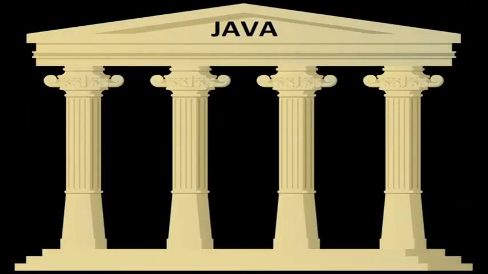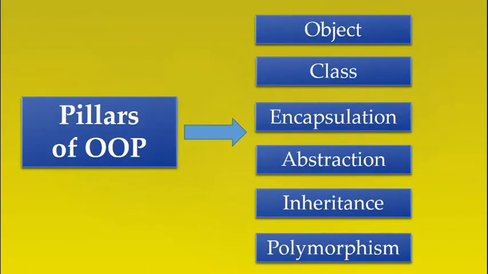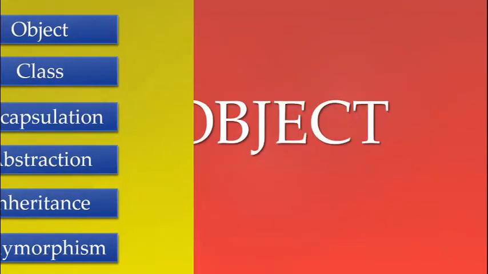In this diagram, you can see that there are basically four pillars. If we cut out any of the pillars, the entire building cannot sustain. This is also true for Java. These are the principles of Java, of the object-oriented programming language: object, class, encapsulation, abstraction, inheritance, and polymorphism.